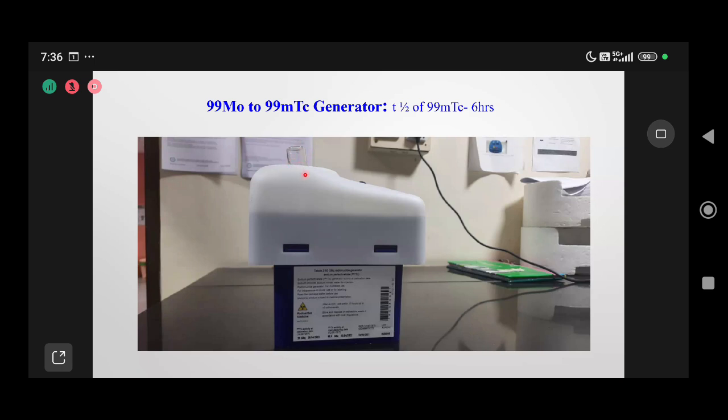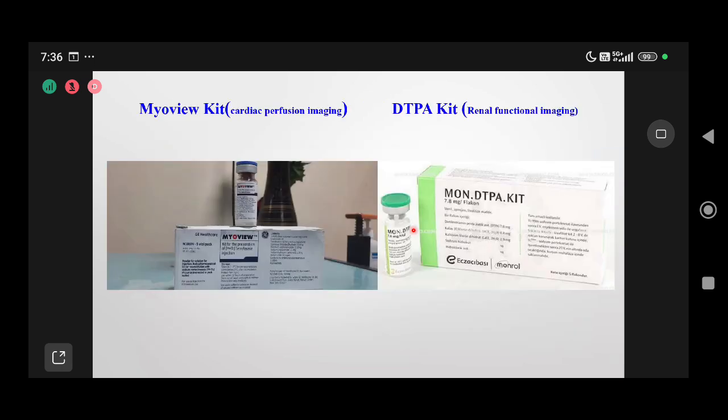If we insert it over here, the technetium comes from this generator in the form of liquid. After that we take it and measure it, and whatever quantity we need, we tag it with the different agents for which we want to image. For example, if I want to do cardiac perfusion, I tag it with this kit, and that is the radiochemistry part. It takes a couple of minutes, after which it is injected into the patient.